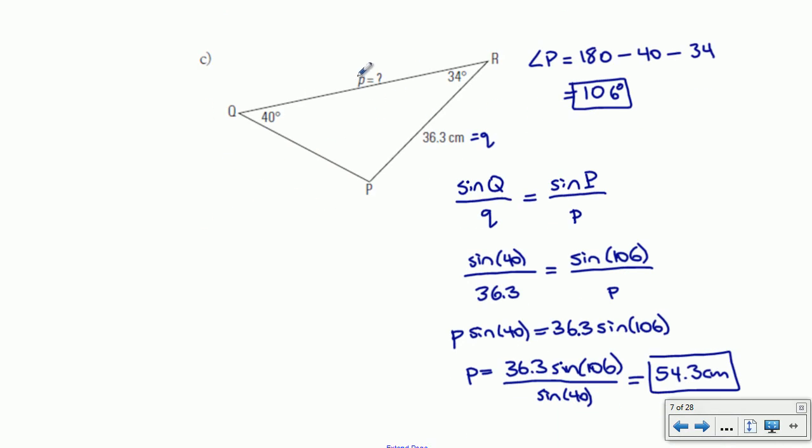For 3c, we need to figure out what side length p is. We know 2 out of 2 in this side angle pair, but we know 0 out of 2 in this side angle pair. However, we can find this angle because we know 2 out of 3 angles in this triangle, and this turns out to be 106 degrees. So now that we know 1 out of 2 in this side angle pair, we can apply sine law straightforward, and we get p is 54.3 centimeters.